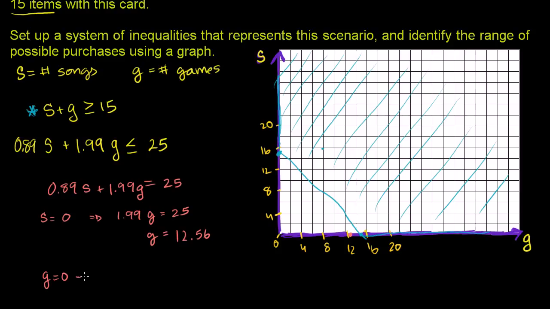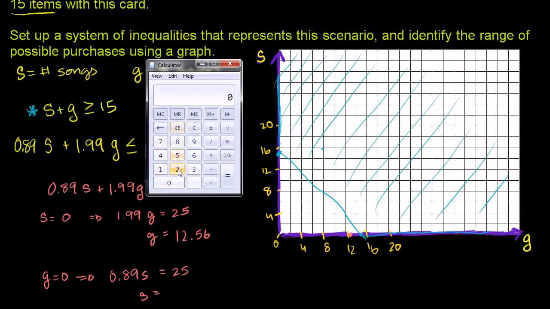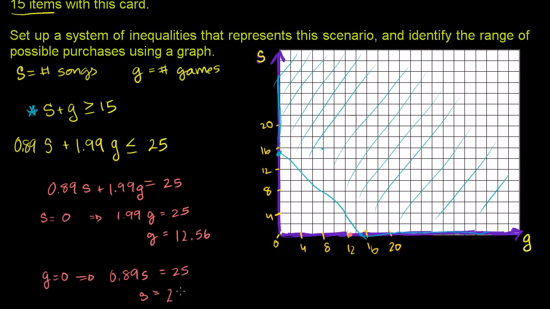And then let's do the same thing if g is 0. So this term goes away, and we have 0.89s, if we use just the equality here, is equal to 25, or s is equal to, get the calculator out again. If we take 25 divided by 0.89, it is equal to 28.08, just a little over 28. So g is 0, s is 28.08. That is 24, 26, 28, a little over 28. So it's right over there. So this line, 0.89s plus 199g is equal to 25, is going to go from this coordinate, 28.08, 0, all the way down to the point 0, 12.56.